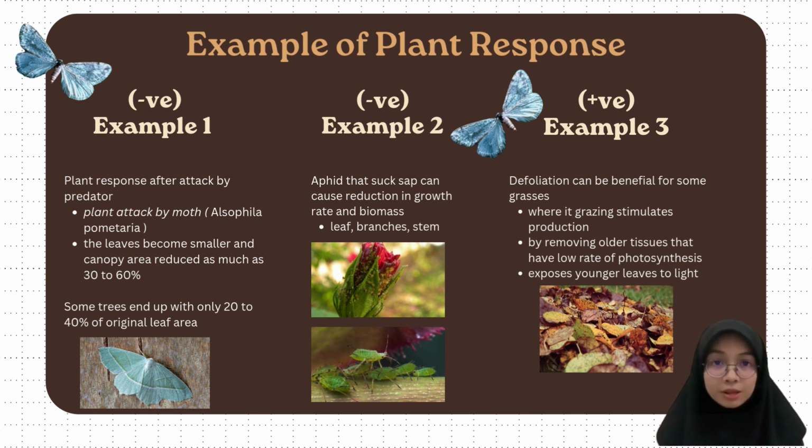And the last one is the positive response. Defoliation can be beneficial for some grass, where it greatly stimulates production by removing all the tissues that have a low rate of photosynthesis, so it can expose younger leaves to light.